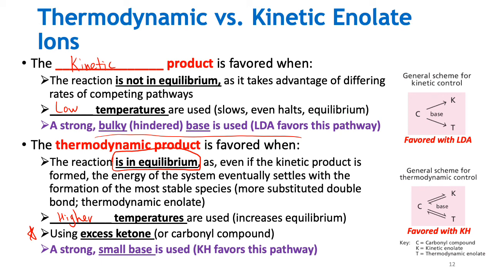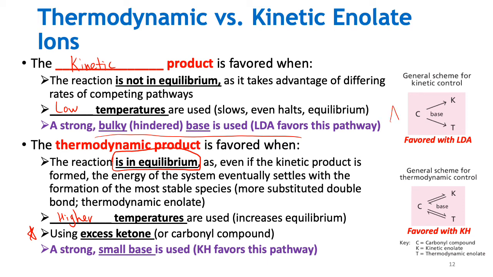But I just wanted to point that out, that was a mistake I made. If you only use one equivalent, it's not going to be reversible. But if you use more than one equivalent, or excess ketone, or just modify the reaction conditions ever so slightly, you can cause this to be in equilibrium. So I just wanted to correct myself on that.